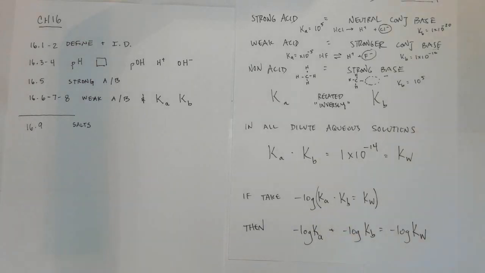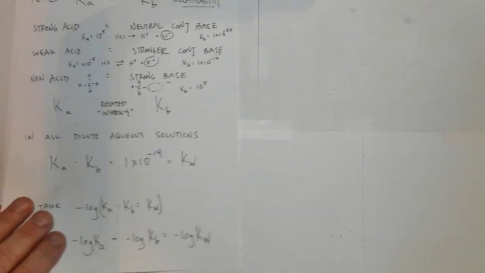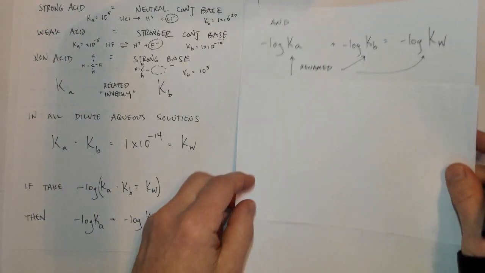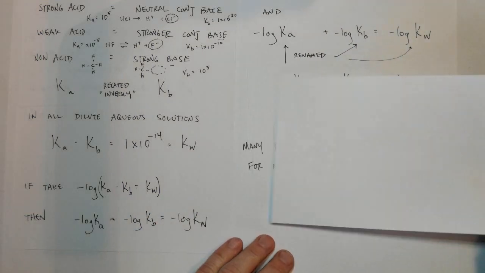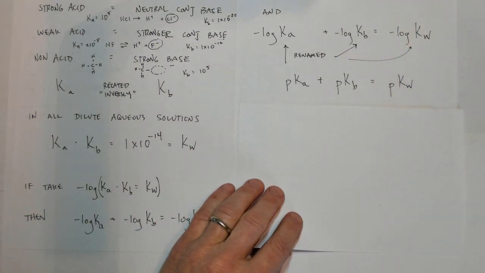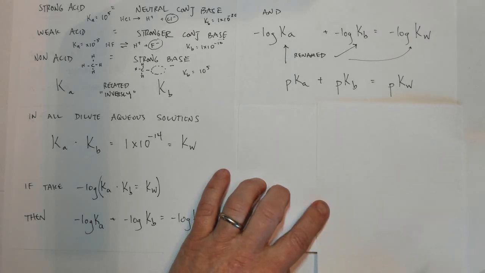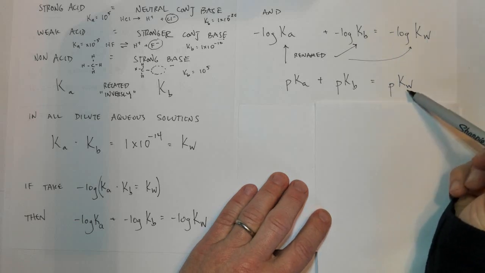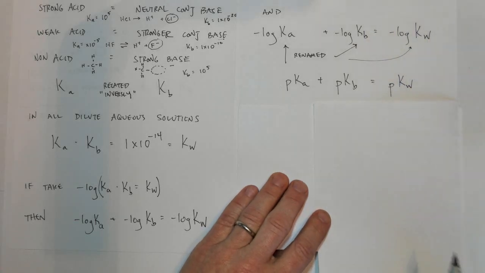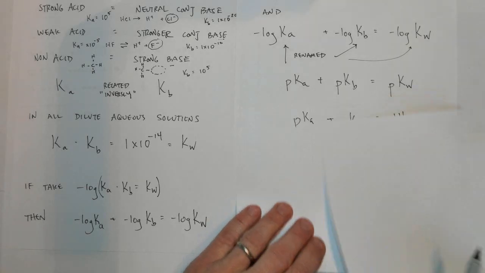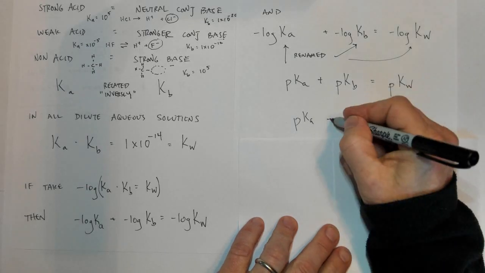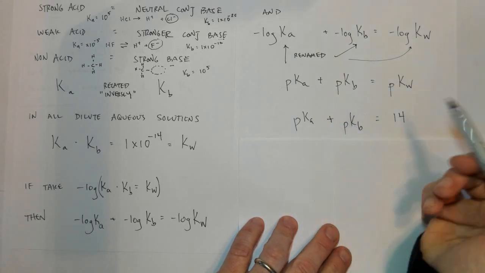And we rename each of these. If you remember from earlier in the chapter, we named the negative log of the H plus ion concentration the pH, and we renamed the negative log of the Ka pKa, and we renamed the negative log of the Kb pKb, and we renamed the negative log of Kw pKw. So now we have another p scale to work with, pKa and pKb. This allows us to say that pKa plus pKb is equal to 14, just like pH plus pOH is equal to 14.